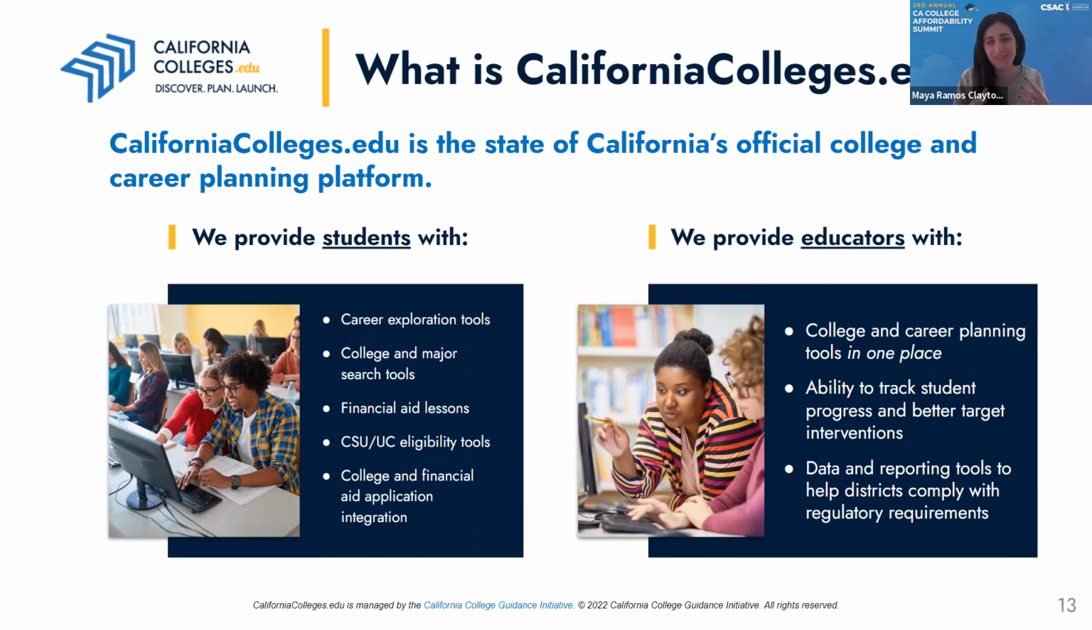So I think most of this is not new to you, but I do want to highlight it. As you're planning for the fall, you're thinking about a holistic implementation of the use of the platform. Students have the career exploration tools that include assessments and the major and search tools. They have these financial aid lessons. As partner districts, your students have the CSU and UC eligibility tools. Parents and guardians can also get accounts. They can see their students' activities and progress.